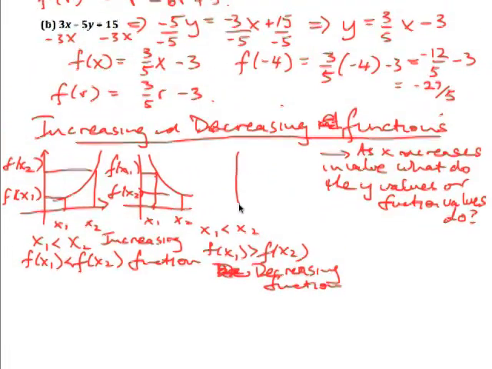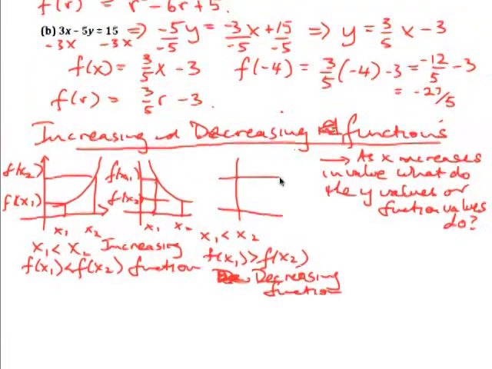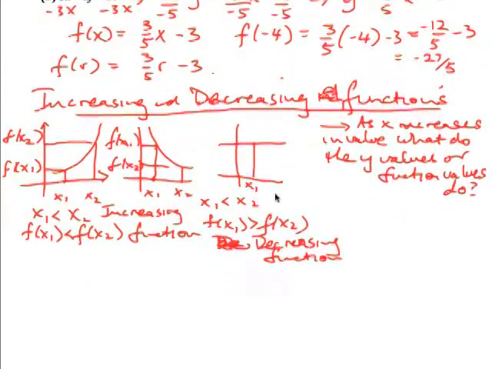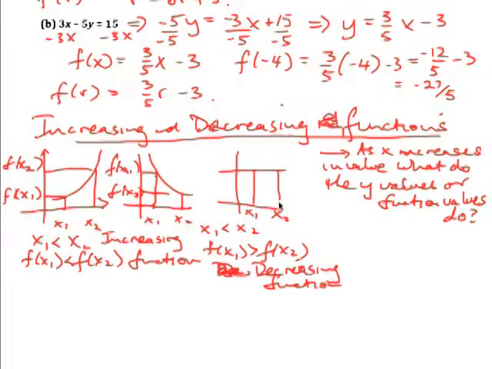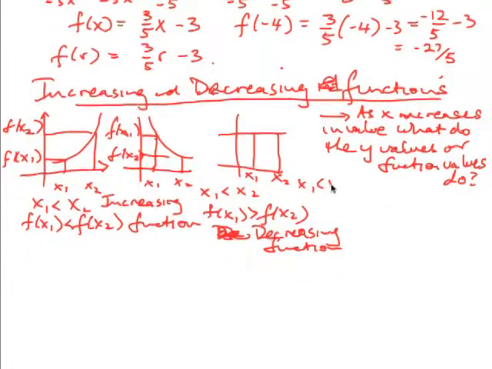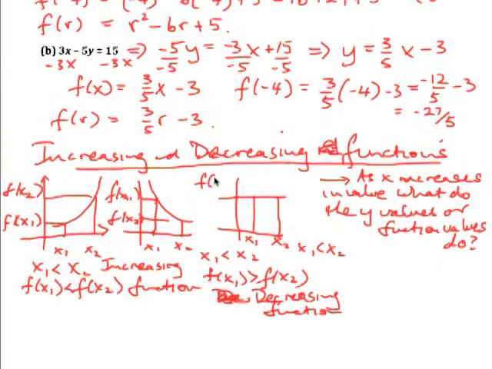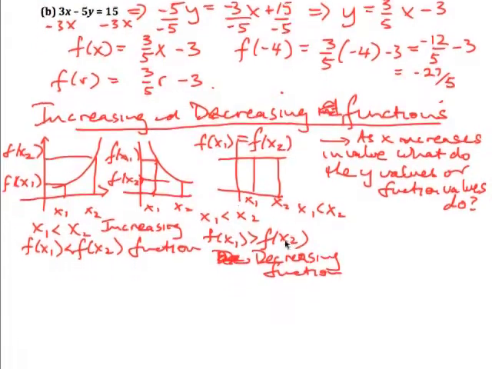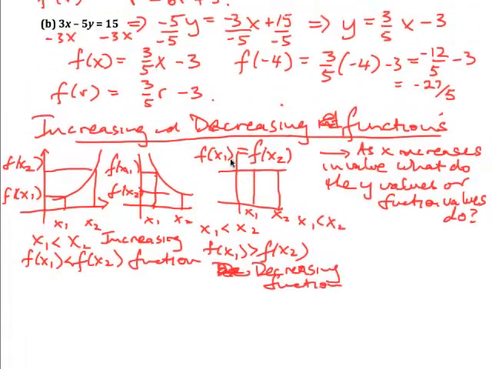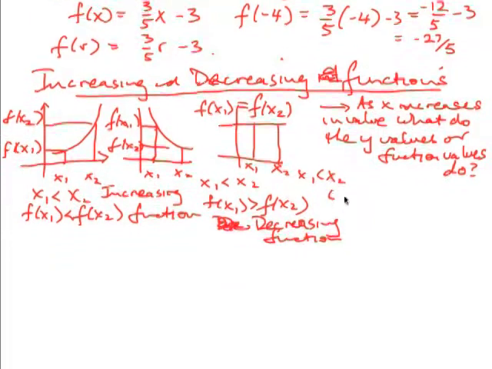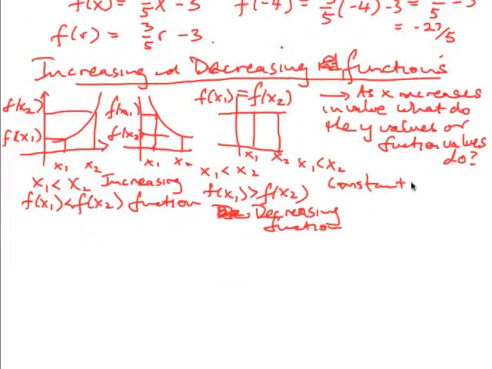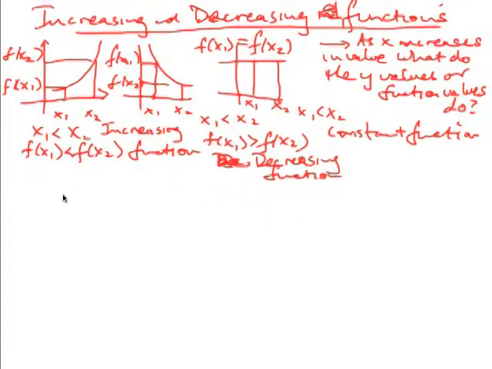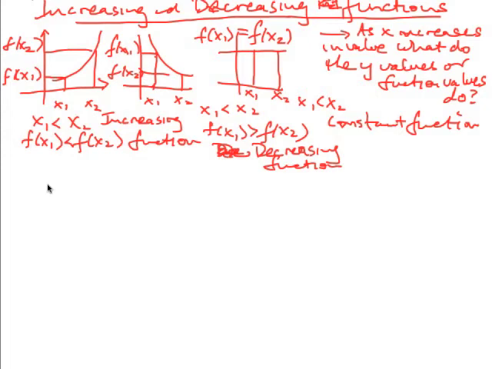Now the final scenario is this. What if I have a line that doesn't change in value? So we have an x1 here, an x2 here. So again, x1 is less than x2. But now I have f of x1 equal to f of x2. Then notice that these don't change. So this is what we call a constant function. Now what we want to know is on what intervals a function is increasing or decreasing or constant.